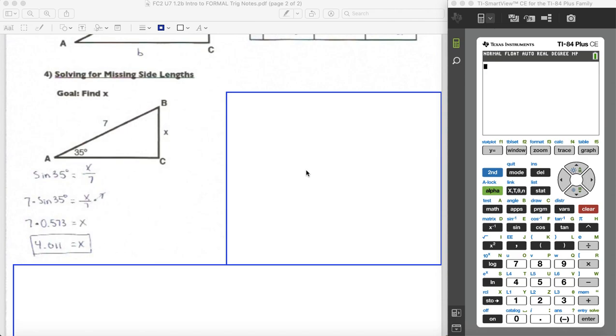Good morning. This is, I guess you could say, part two of your notes for formal trig. I haven't decided yet when I'm going to have you watch this. I'll either give you some practice on Tuesday and have you watch this Wednesday, or I might have you watch this tomorrow, Tuesday, and then practice on Wednesday.